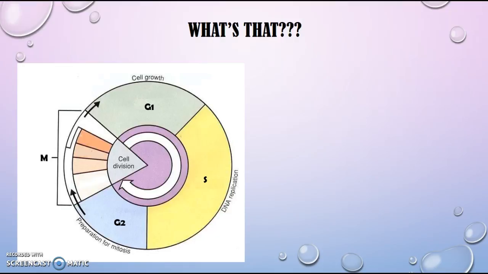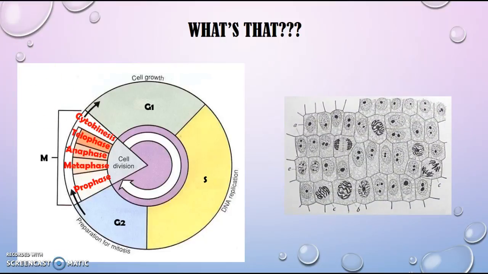The actual cell division phase is much shorter and made up of 5 phases, in which the cell divides into 2 equal cells that are exact duplicates of each other and the original parent cell. The picture to the right shows cells in the different stages of cell division.